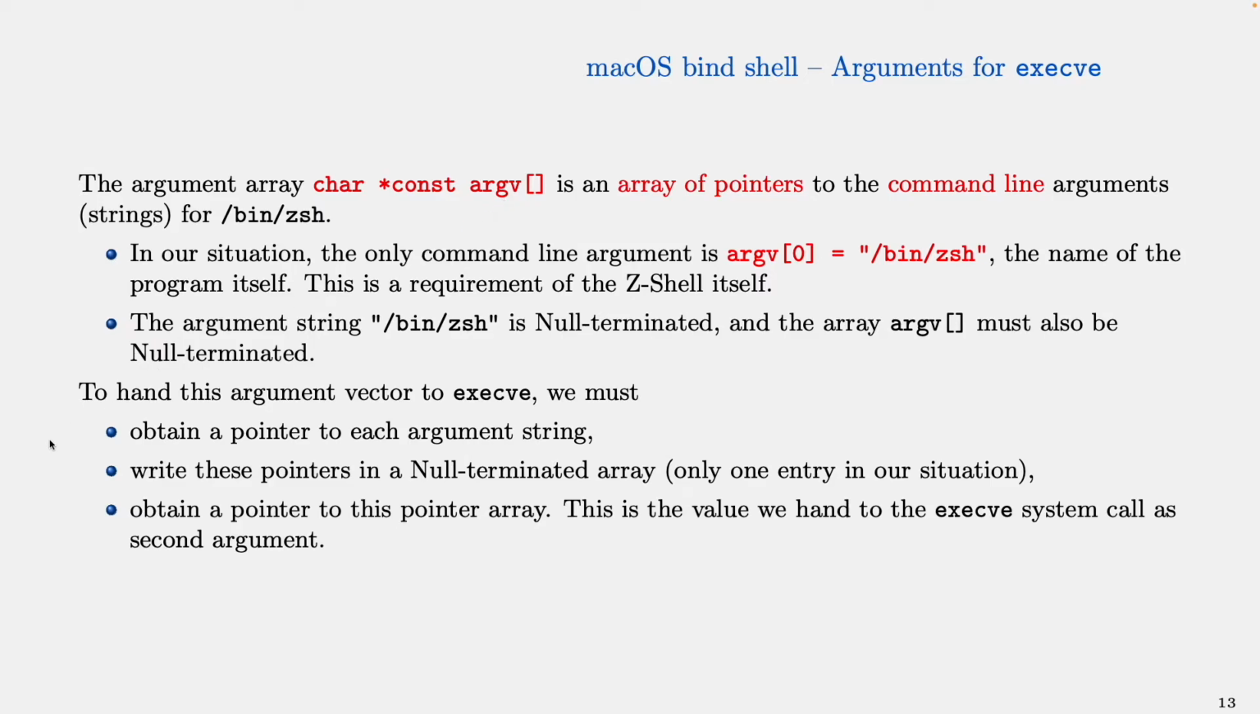What we will do in our assembly implementation is that we obtain a pointer to the null terminated argument string and write this pointer into a null terminated array with one entry. We will do this on the stack, and we will then obtain a pointer to this array of pointers by copying the stack pointer. This value is then handed to execve as the second argument, argv. So let's see an illustration of this.